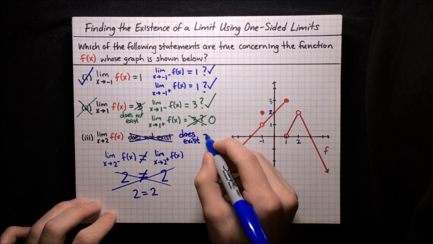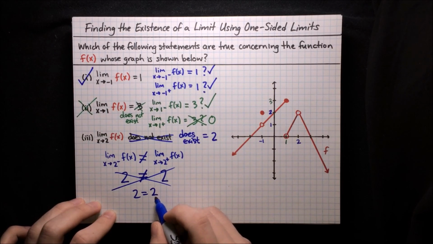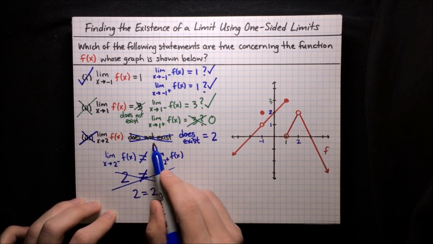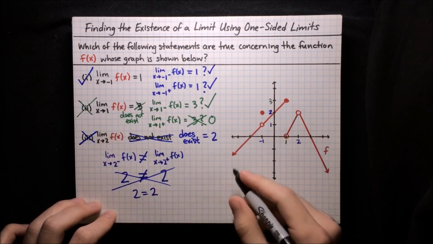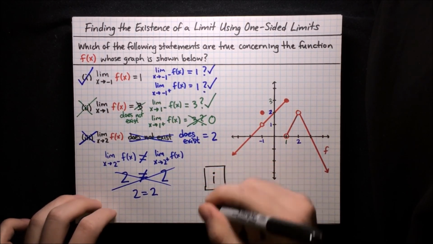Actually, it is equal to 2 because both the left and right limits are equal to 2. So statement 3 was false because it said that the limit doesn't exist, whereas we know that it actually does. Alright, so which of the following statements were true? Well, it was just statement 1. That was the only correct one. So that is our final answer.